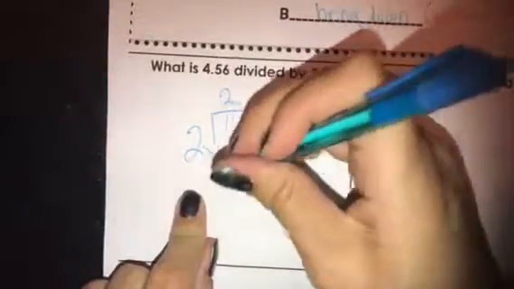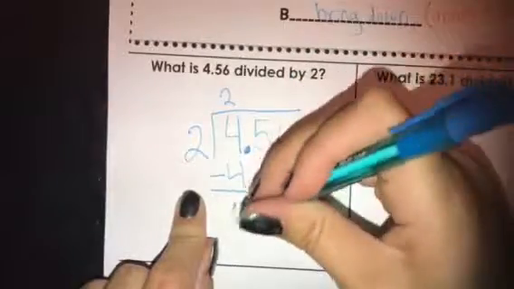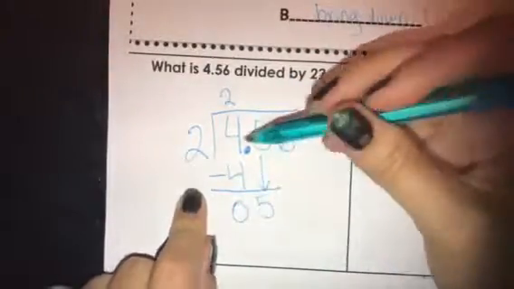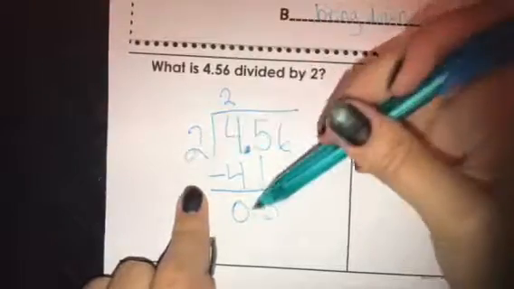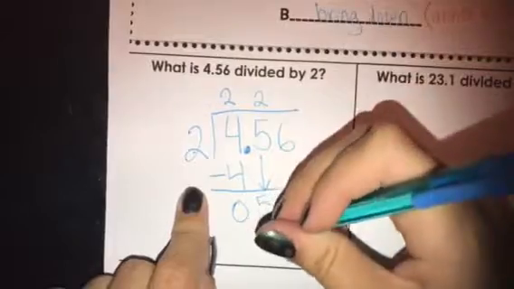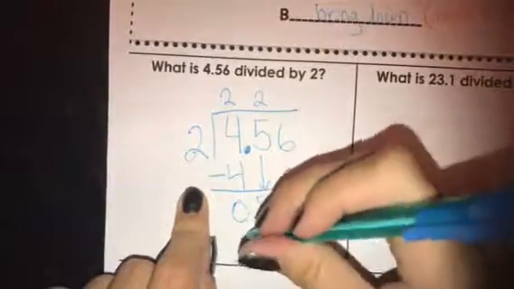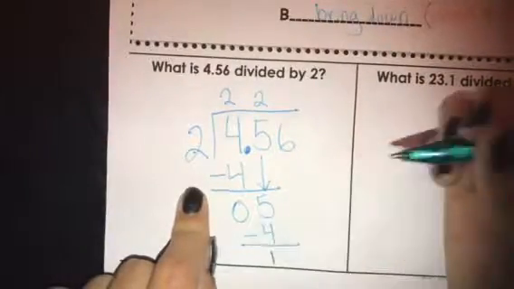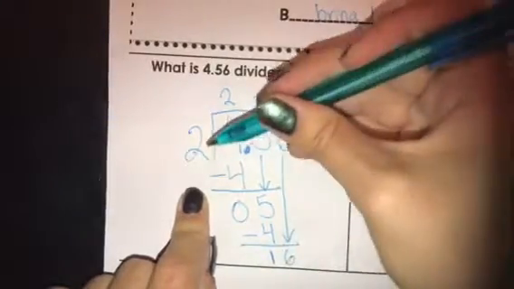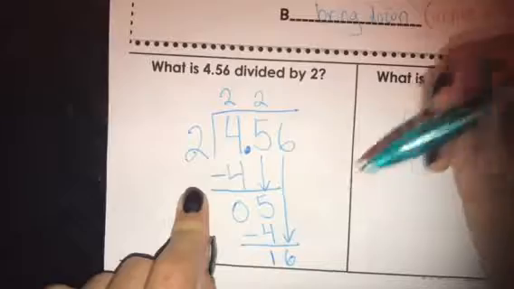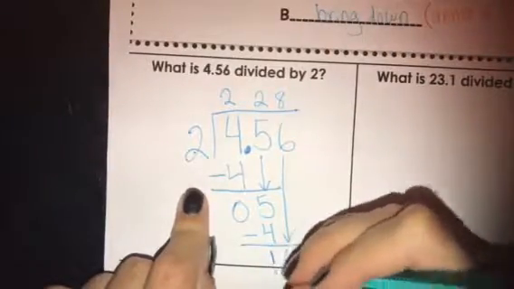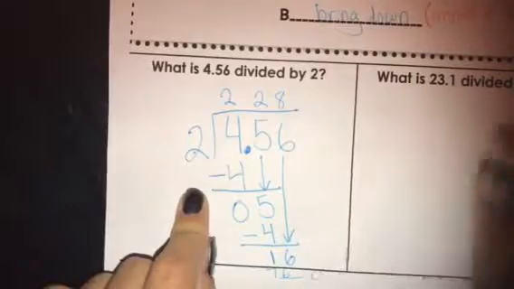My next step is subtract. 4 minus 4 is 0. I bring it on down to bring it on back. Divide. How many times does 2 go into 5? Goes in 2 times. 2 times 2 is again 4. Subtract. This gives me 1. Bring it on down. How many times does 2 go into 16? That's 8. And that goes evenly. 16 minus 16 is 0.